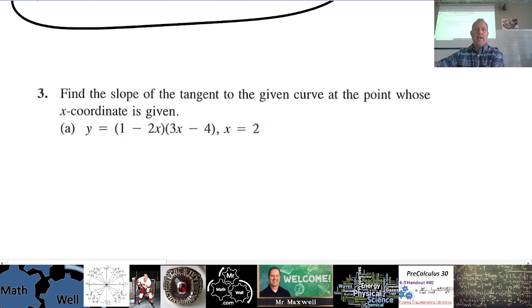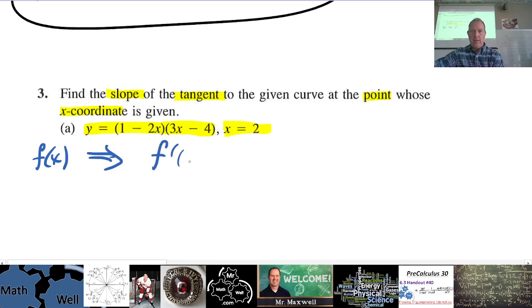So here's 3A, and this one is framed a little bit differently. It says find the slope of the tangent to the given curve, that's the y equals right here, at the point whose x coordinate is given. So at x equals 2. So let's say that we have f of x. What we're trying to find is f prime of 2. So we want to find the derivative, and we want to plug 2 in for the value for x. That's what we're looking for.